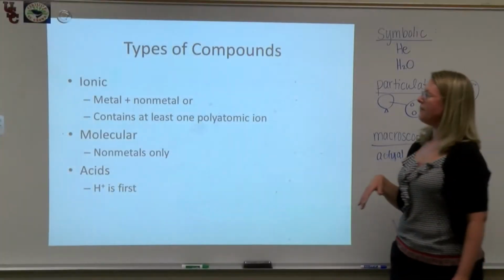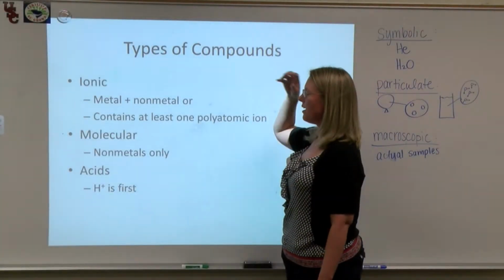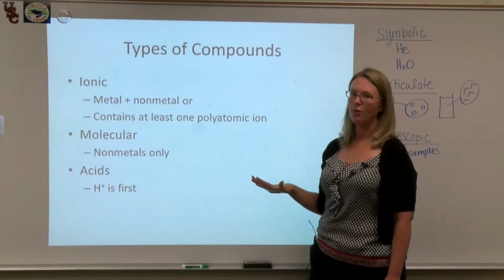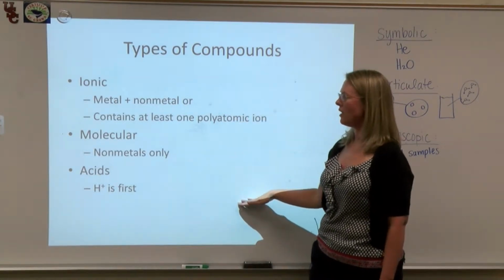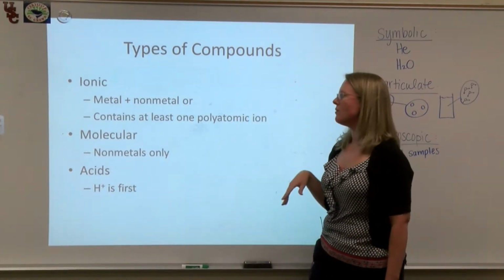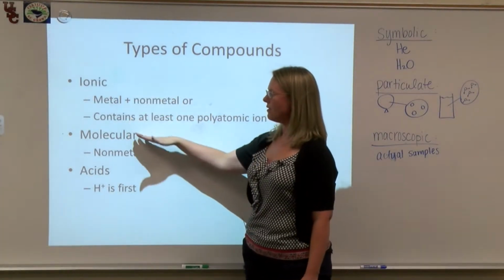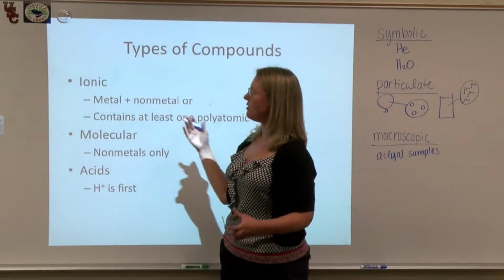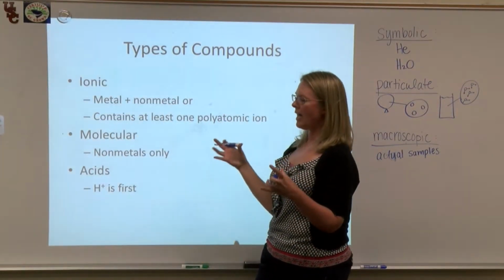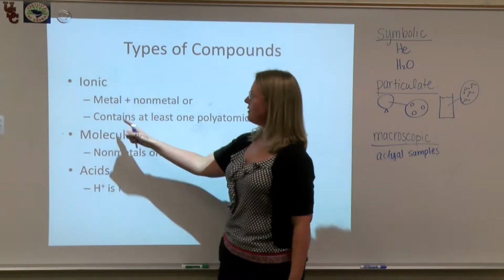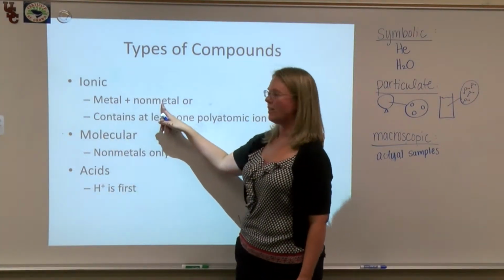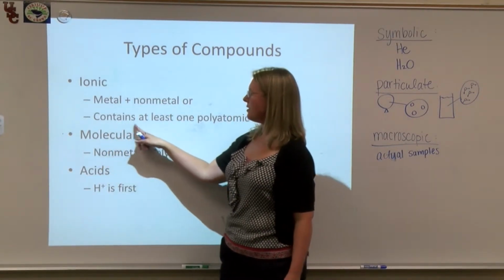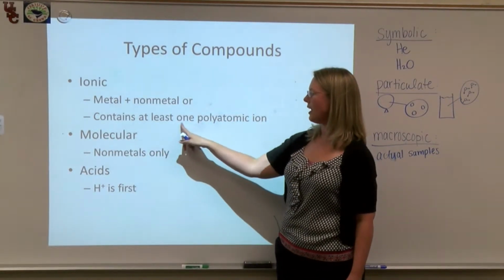Okay. First thing, we're going to break our types of compounds into 3 categories. And we have to split them into these 3 categories because naming and writing formula rules are different for each category. So before you can start to name or write formulas for something, you have to know, is it ionic, is it molecular, or is it an acid? So ionic substances are substances, compounds, where the atoms are ionically bonded. This happens when you have a metal plus a nonmetal, so below the staircase, above the staircase, or any substance that contains at least one polyatomic ion.